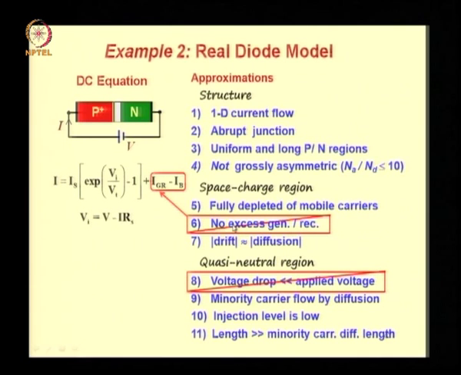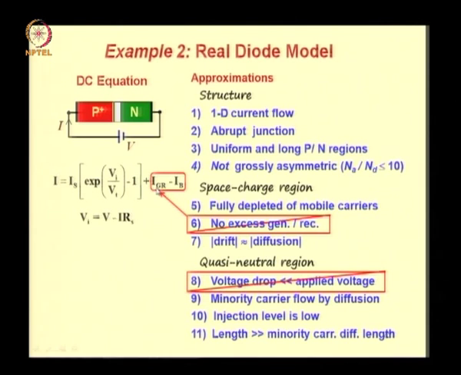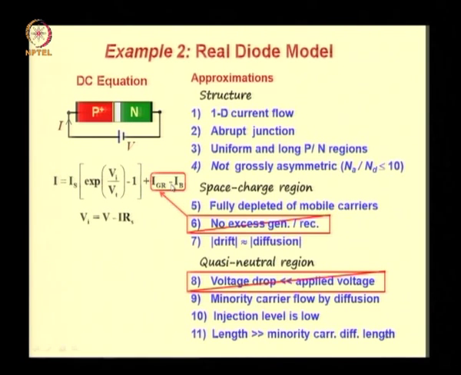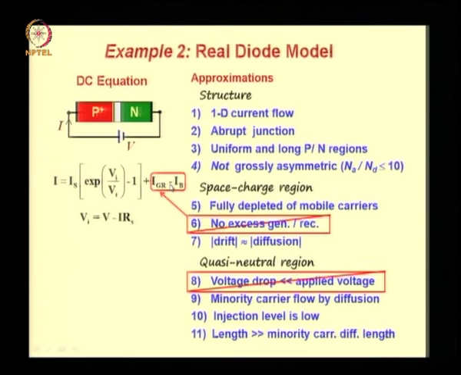If you drop the approximation that there is no excess generation or recombination, in other words we include excess generation and recombination in the space charge region, then you get two additional current terms. This is the thermal generation recombination current term, and this one is the breakdown current term. Because the breakdown happens in reverse bias, you have a negative sign here.